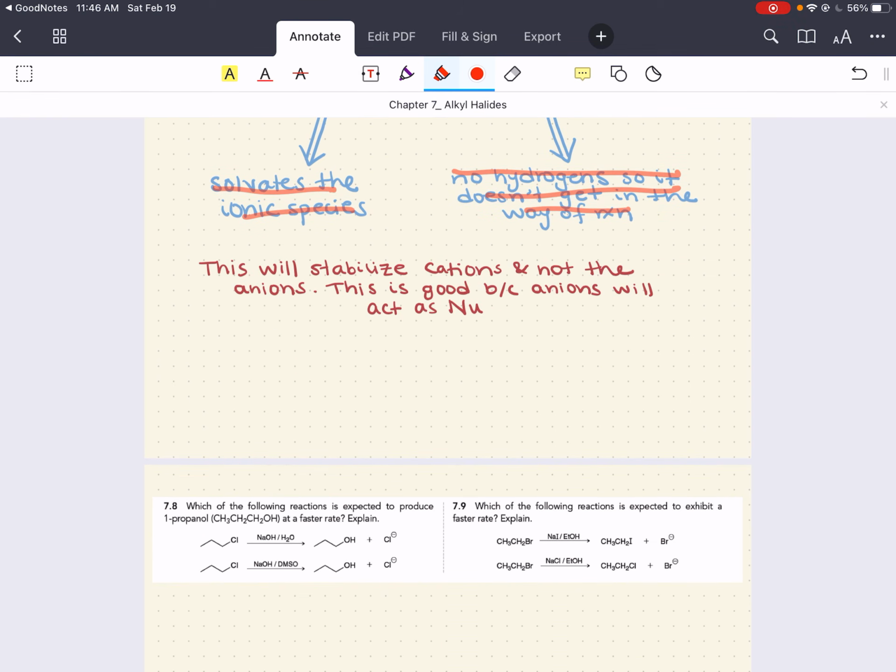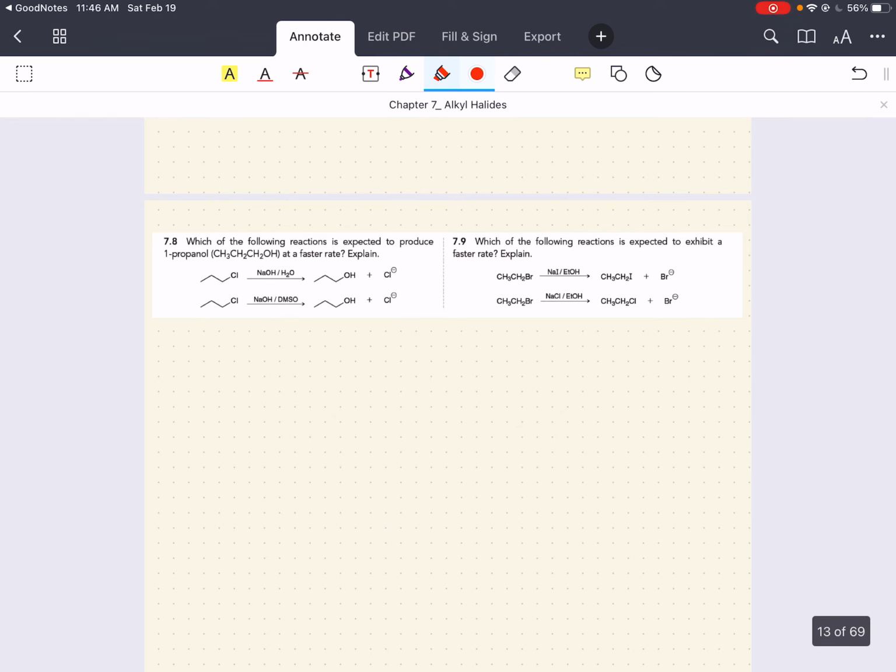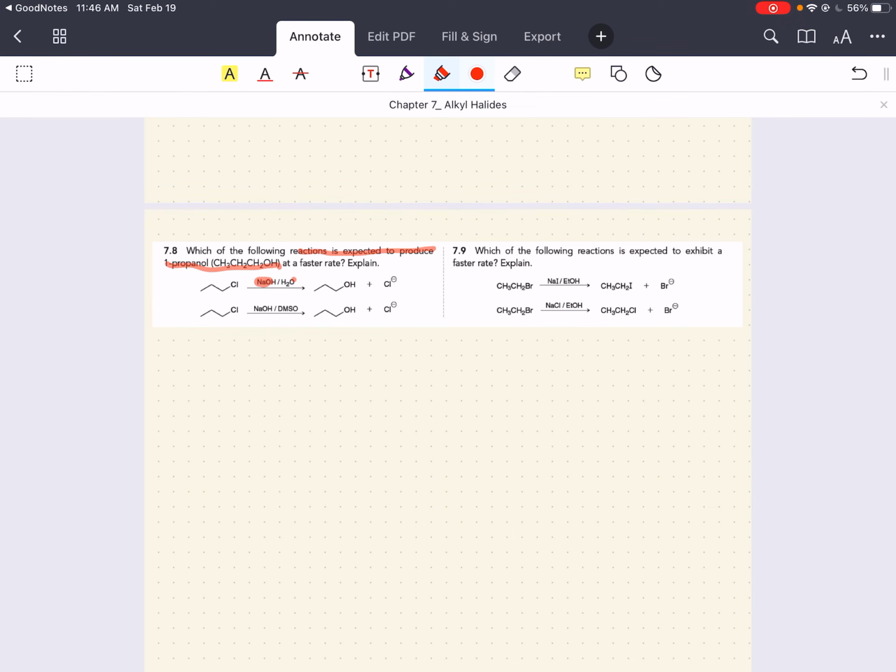So with that being said, let's quickly finish this off with a few practice problems in regards to solvent. Which of the following reactions is expected to produce the end product 1-propanol at a faster rate? Explain. So here we have sodium hydroxide. This is our nucleophile in both cases. And then we have water versus DMSO. Which is a better solvent for SN2 reaction?